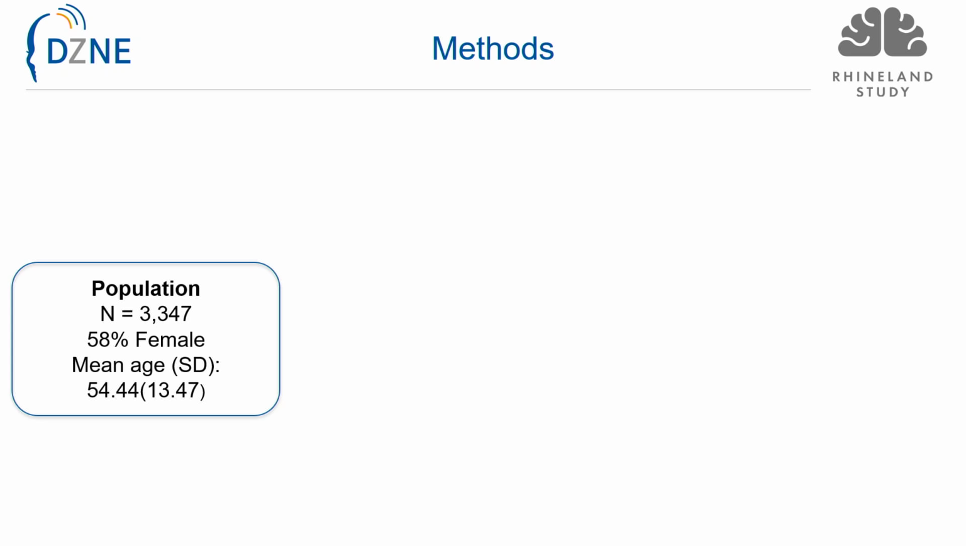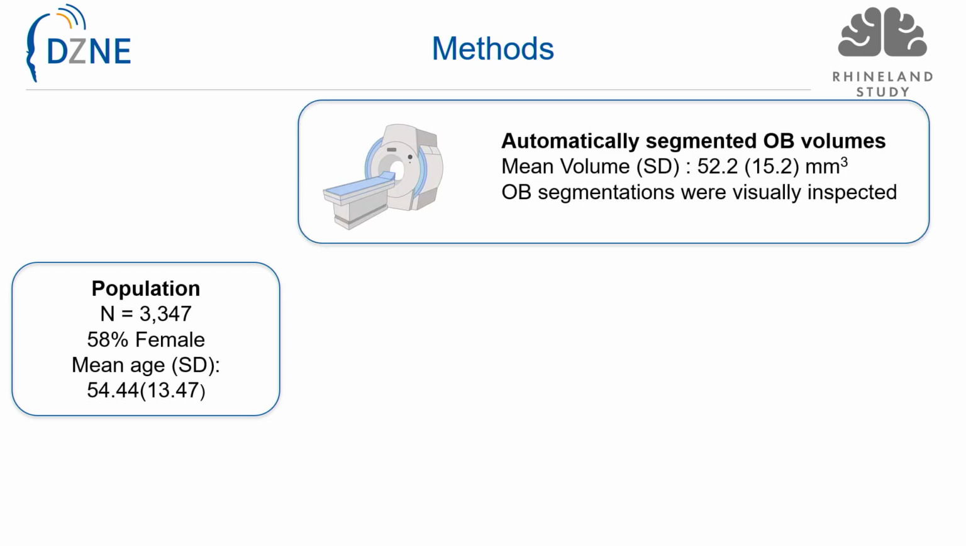So to do this, we performed our study based on 3,347 participants from the Rhineland study, of which 58% are female, and the mean age is 54.4 years old. The mean volume of the olfactory bulb in our population is 52.2 cubic millimeters. All the outputs from the segmentation pipeline were visually inspected.